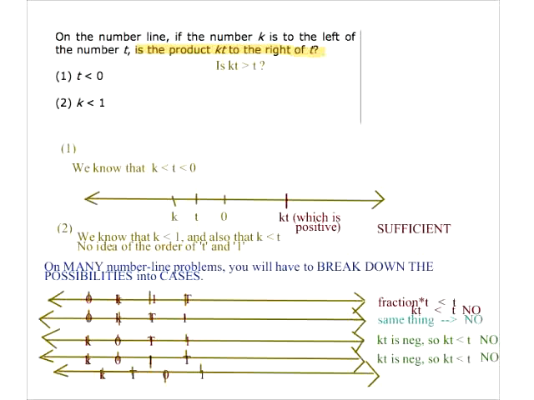But then in this case, kt is positive, so kt is greater than t. So that's a yes. There you go. Insufficient. So the answer to the problem is A. Okay. Let's take a look at the takeaways that we got.